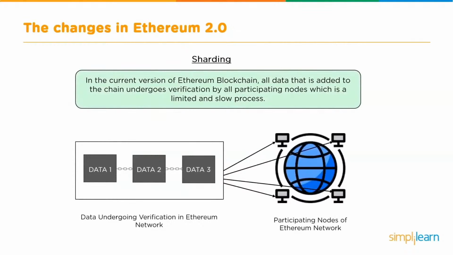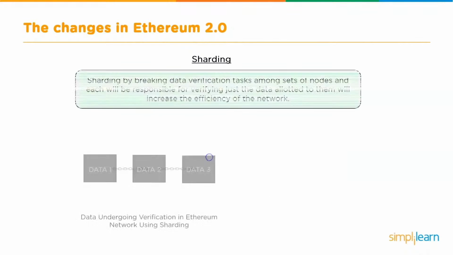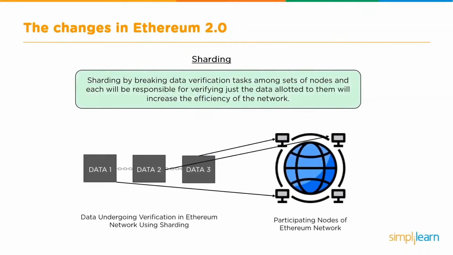Sharding is a process that intends to enhance Ethereum's efficiency and ability to scale. In the current version of Ethereum blockchain, all data that is added to the chain undergoes verification by all participating nodes. That means that the speed of its slowest participant limits the processing speed of the entire network. Sharding will increase the efficiency of the network resources by breaking data verification tasks among its set of nodes. And each of them will be responsible for validating and verifying just the data allotted to them. This will increase the network's overall capacity and make it much faster and efficient than its outdated version.